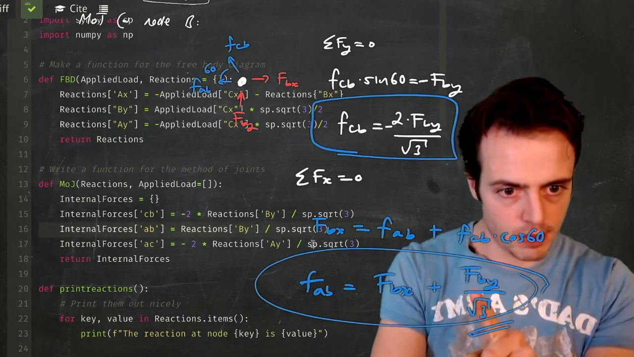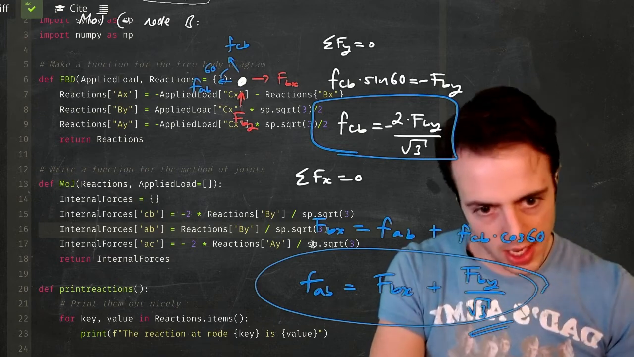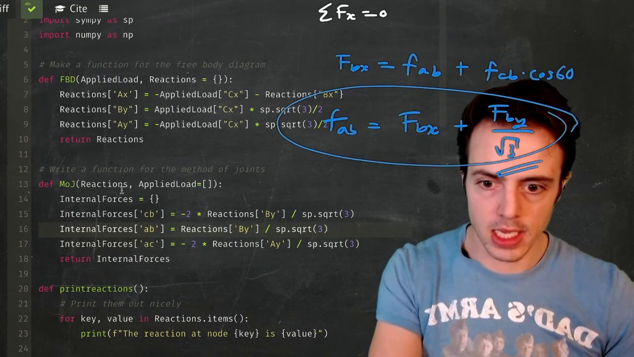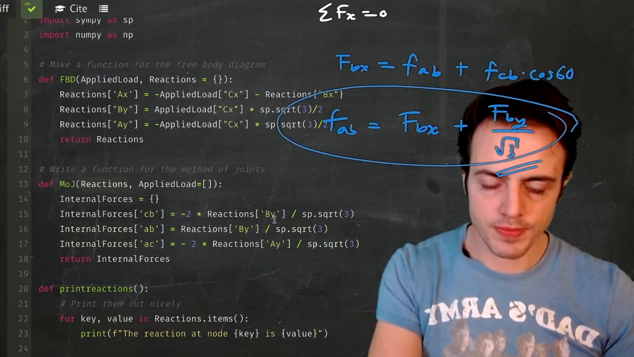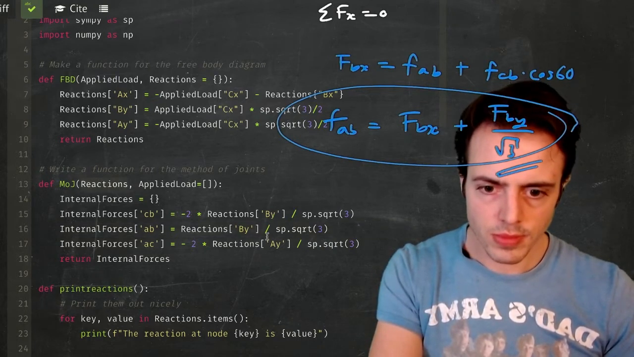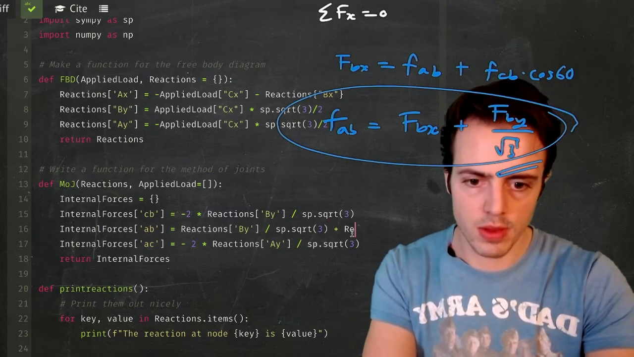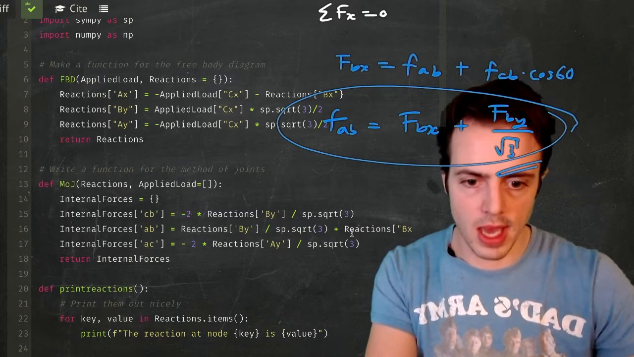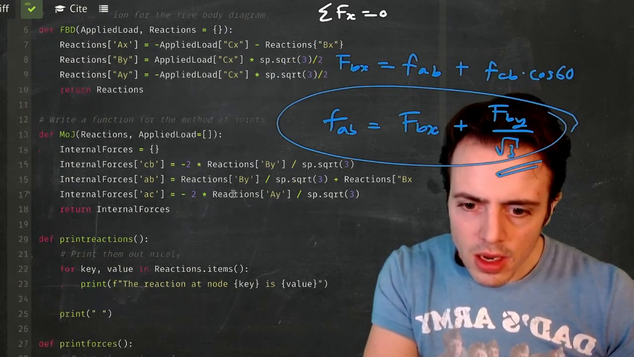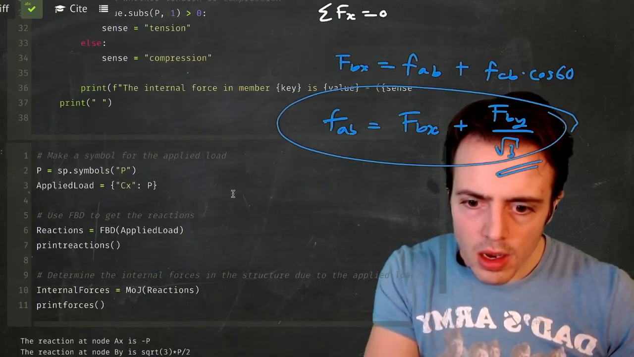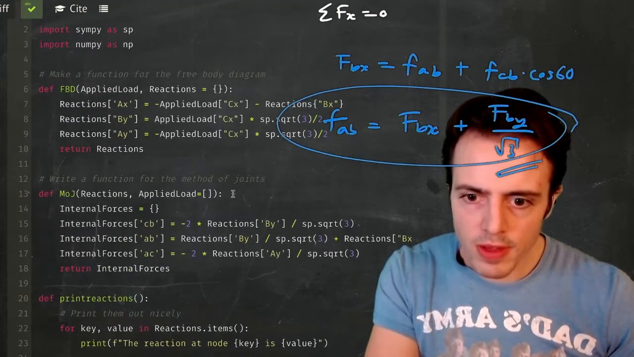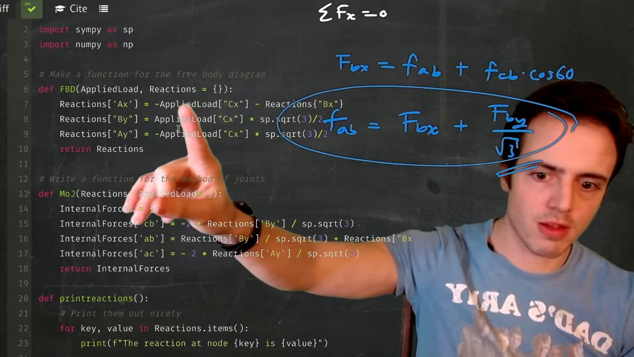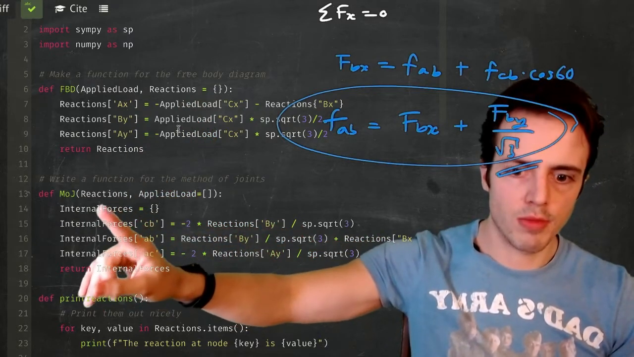This is already the bit that I had here, which was FBY divided by root 3. I now need to also include FBX in here. So I've already got reactions here, plus reactions BX. This is a little bit confusing: in free body diagram I supply applied load and then reactions, and in method of joints I supply reactions and applied load.